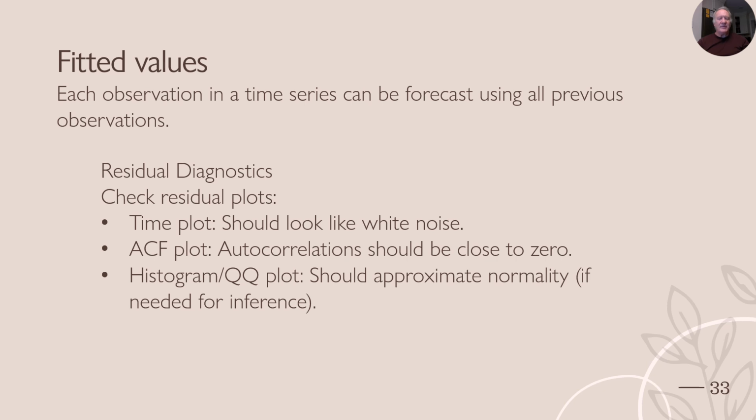Each observation in the time series can be forecast using all the previous observations, and we're going to check the residual plots. We'll look at the time plots, and they should look like white noise. The autocorrelation plots should be close to zero, and a histogram should show approximate normality.